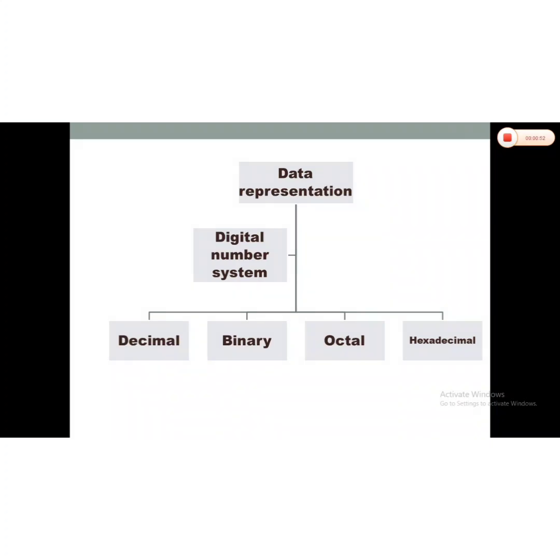You can see data representation is just a representation of any number or any information in digital form, and you know what digital form is: 0s and 1s. So here we have decimal, binary, octal, and hexadecimal. Let's see what the decimal number system is, and when and why data are represented in the decimal number system.